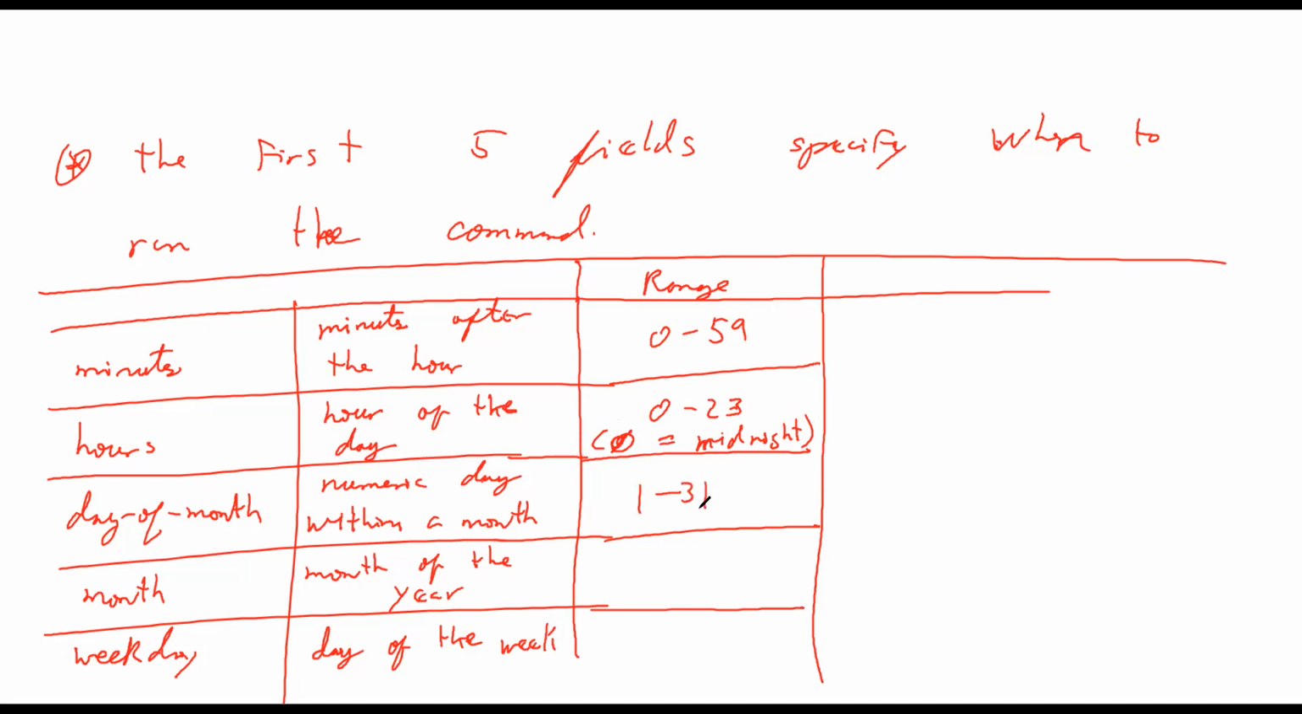Notice that it's inconsistent: some things start with 0, some things start with 1. Month goes from 1 to 12. There are 12 months. And day of the week goes from 0 to 6, where 0 is equal to Sunday. There you go. This is something you definitely need to be able to successfully create your cron entries.